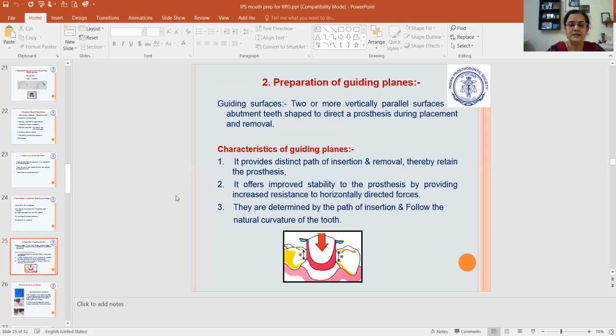Preparation of guiding planes. It is again an important part. The guiding plane surfaces are two or more vertically parallel surfaces of abutment teeth shaped to direct the prosthesis during placement and removal. Characteristics of guiding planes: they provide a direct, distinct path of insertion and removal, thereby retaining the prosthesis. They offer improved stability to the prosthesis by providing increased resistance to horizontally directed forces, and they are determined by the path of insertion and follow the natural curvature of the tooth.